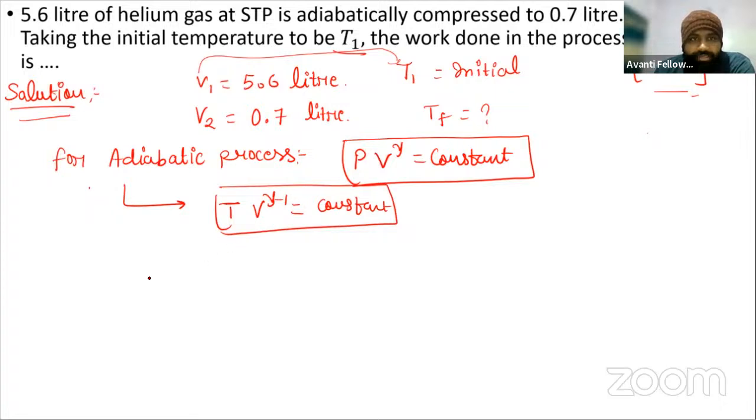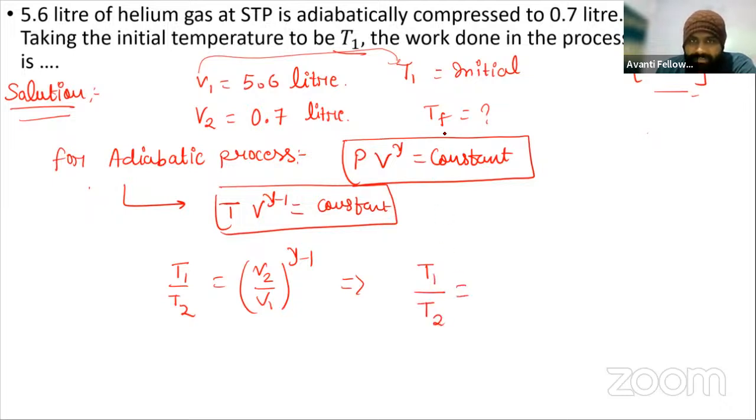Now, if you put the value according to it, it will be T1 by T2 equals V2 by V1, because this is the inverse relation it is following, raised to gamma minus 1. Now, T1 is given to you, the initial temperature. T2 we are interested in, which is T final. V2 is 0.7 because it is compressed, so volume will decrease to 0.7, and initially it was 5.6 liter. Don't need to convert it into meter cube and all, because this will automatically cancel out.